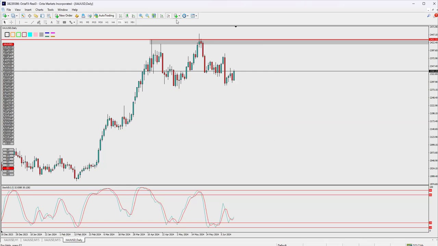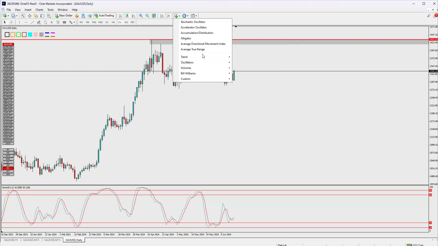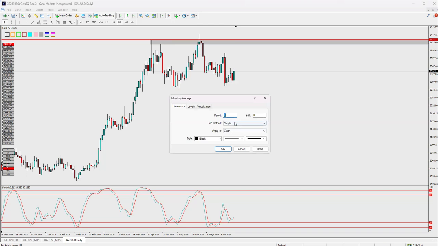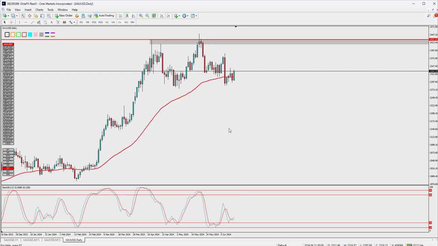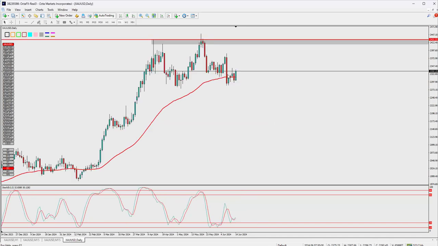So I will go ahead and add EMA 50, because EMA 50 usually gives us the direction, where the trend is. For those who don't know my settings for EMA 50, the period is 50, the method is exponential, apply to close. Then for style, you can use any color you want, and that's it.